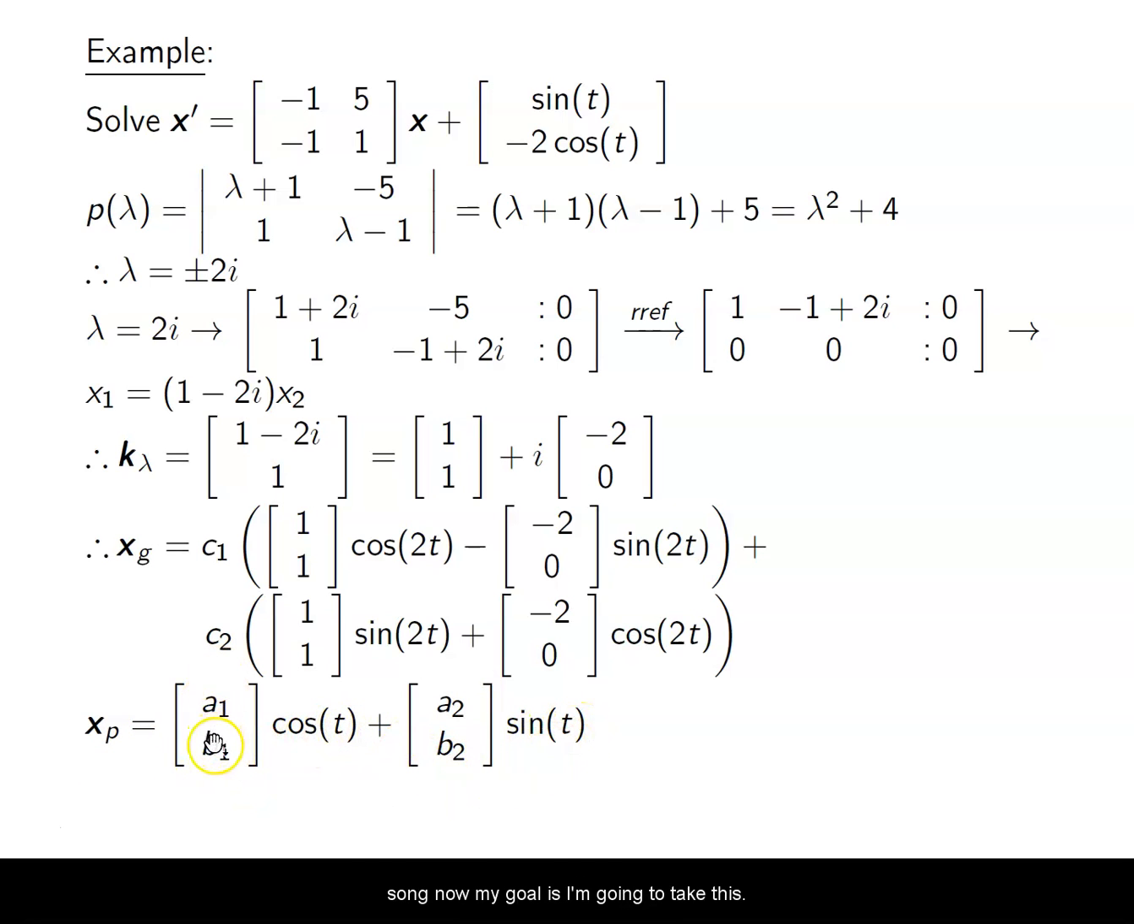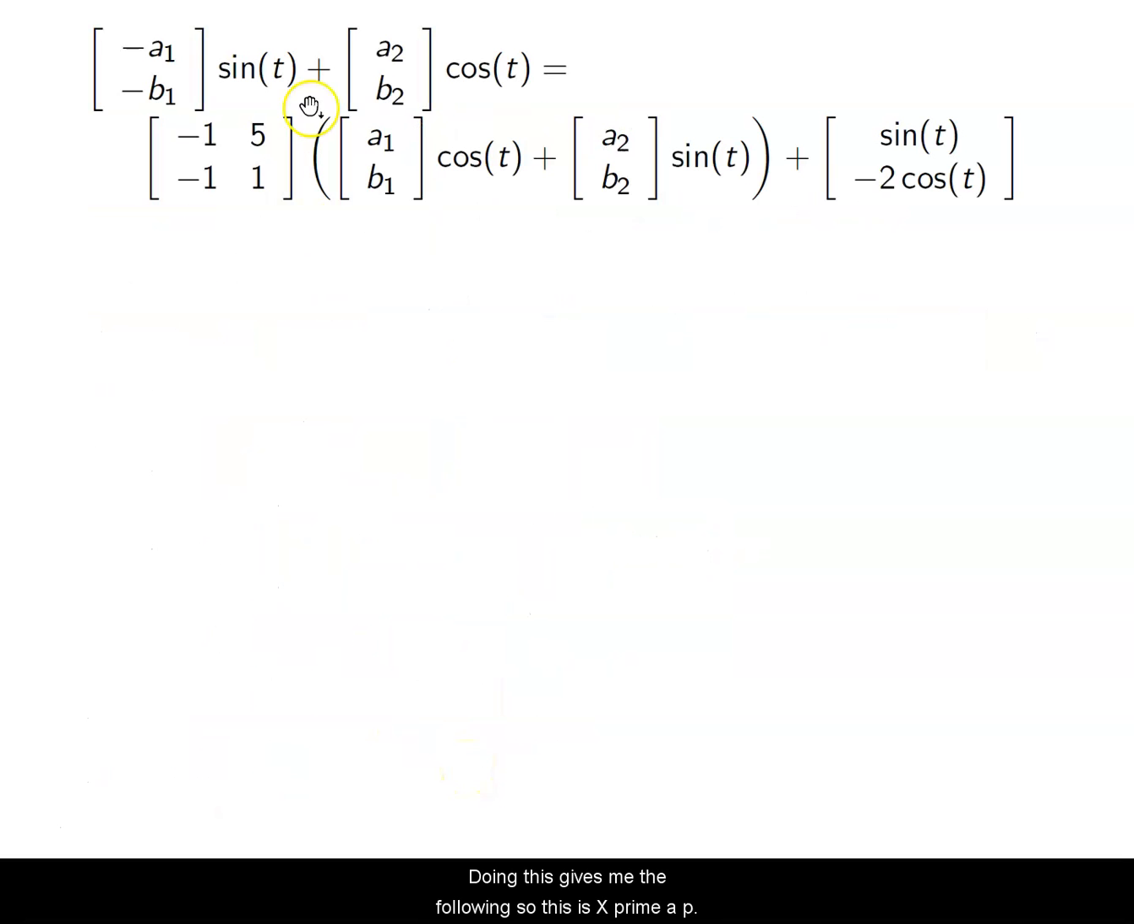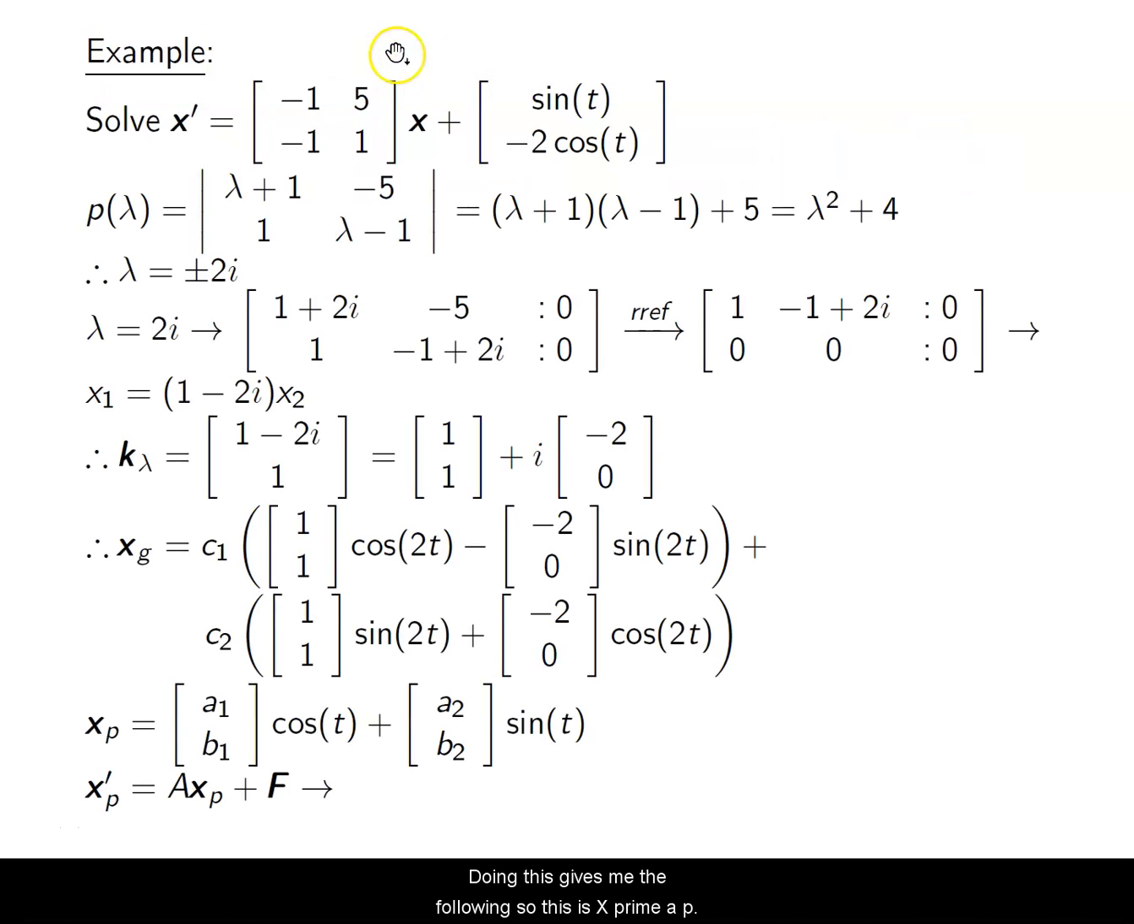So now my goal is I'm going to take this. It needs to satisfy this equation, right? So I'm going to plug everything in and try to solve for this x_p function that I need. So I'm basically going to try to solve for a1, b1, a2, and b2, right? Doing this gives me the following. So this is x prime of p.